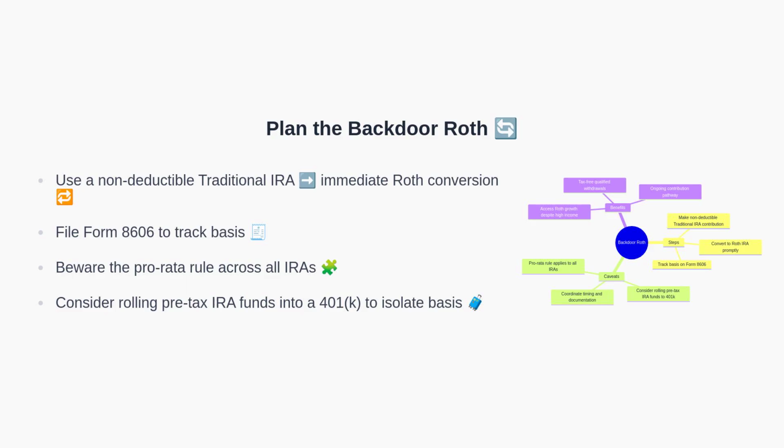If you have substantial pre-tax IRA money, consider rolling those funds into an employer 401k plan to isolate the after-tax basis before converting. With strategy in mind, let's visualize how the dollars break down in a typical excess removal.